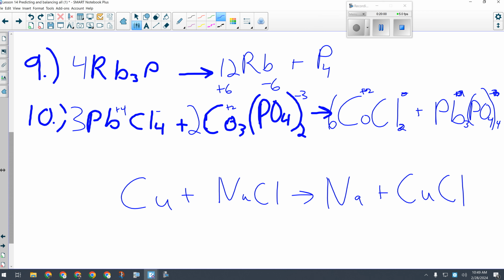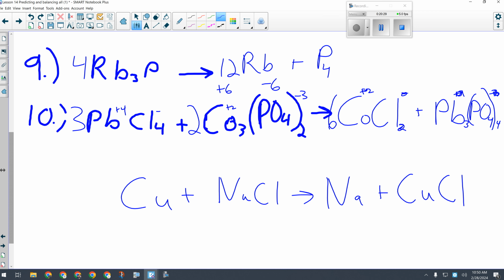What's my problem? You don't know what charge copper is. Yeah, we don't know the charge on copper. Copper can be a 1+ or a 2+, and because it was an element going in, and elements have no charge, I have no way to figure out what the charge on copper is in this situation. It comes up sometimes with single replacement reactions. So what do I do in that situation?